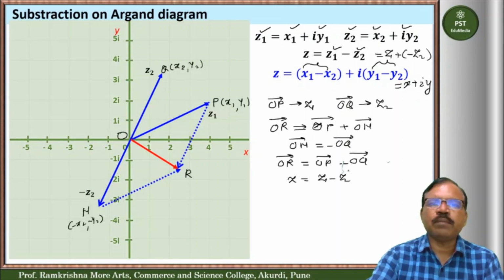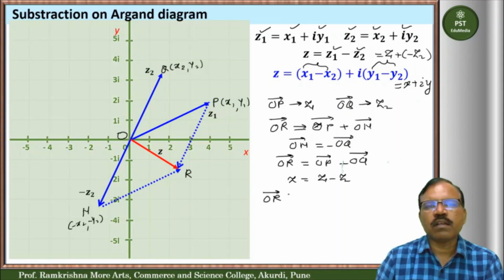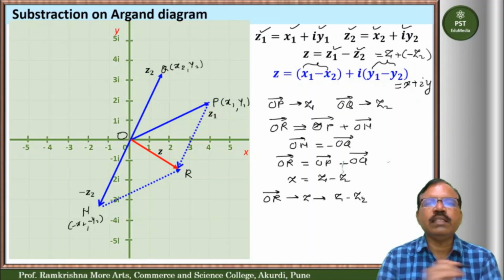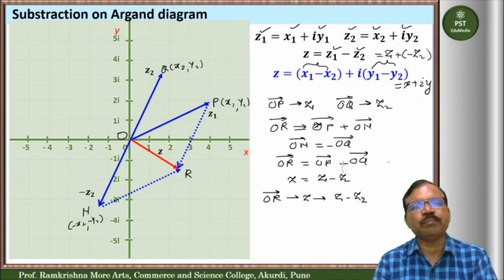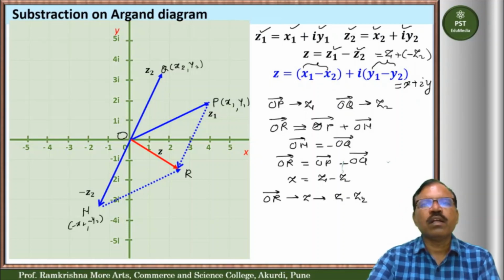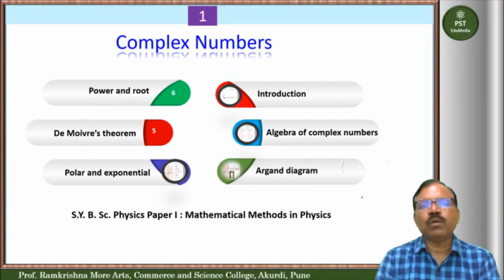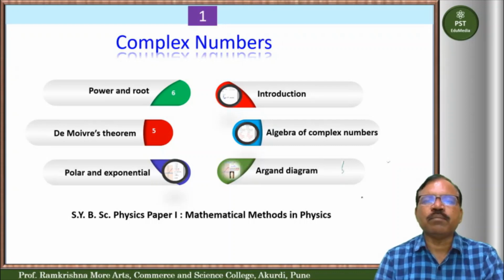So OR represents complex number Z, that is Z1 minus Z2. In this way, we can represent subtraction of two complex numbers on Argand diagram. So this is about Argand diagram and addition and subtraction of complex numbers on Argand diagram.